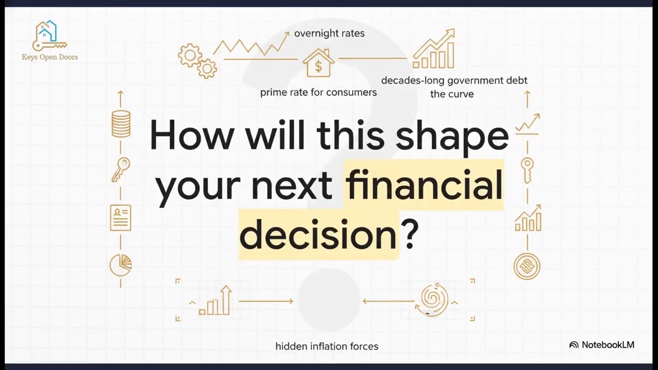We've traced the Fed's ripple effect from the overnight rate banks charge each other out to the prime rate for consumers, way up the curve of decades-long government debt, and straight through the hidden layer of inflation. You now have the actual tools to read the financial dashboard that drives the global economy. So I'm going to leave you with this. Knowing that these invisible forces are actually totally visible if you just know where to look, how will understanding these daily snapshots shape your next long-term financial decision?